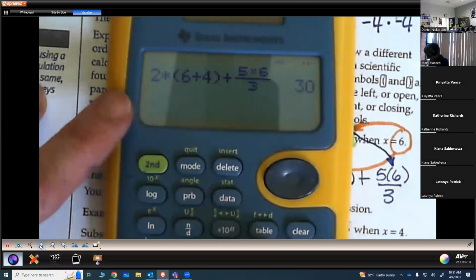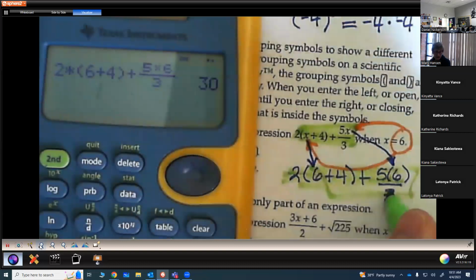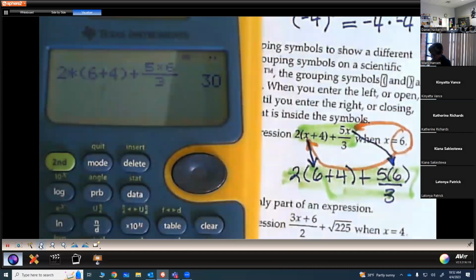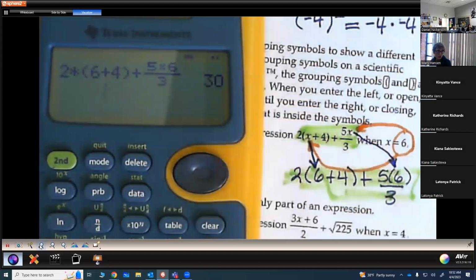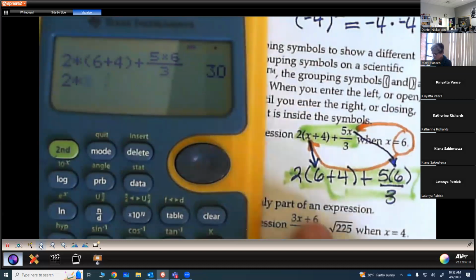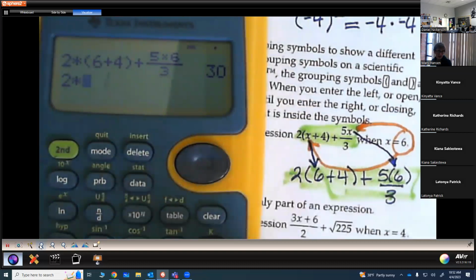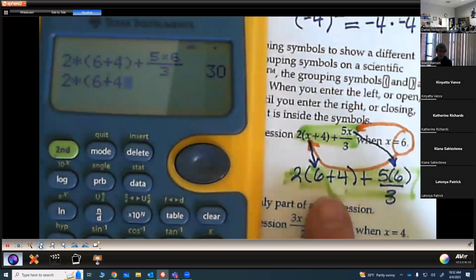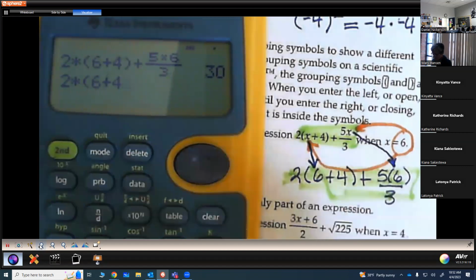I'm keeping in mind, this is what I'm typing. I want it to look like this. Okay, so that says to take 2 times the quantity 6 plus 4. So I'm going to do 2 times. I need parentheses because there's parentheses right here. So I do open parentheses above the 8. 6 plus 4. That's what's in the parentheses. I have to close the parentheses, and the close parentheses is right above the 9.